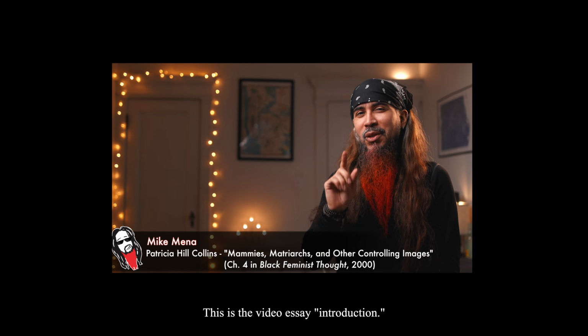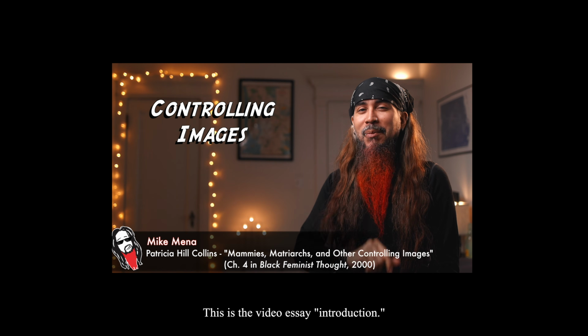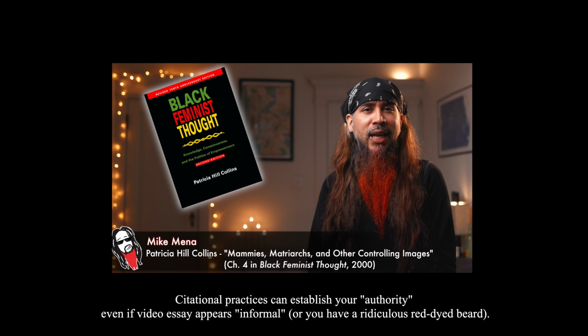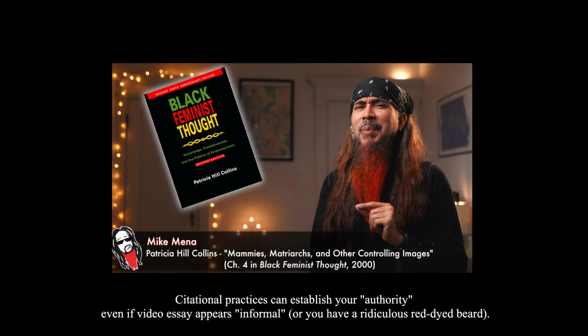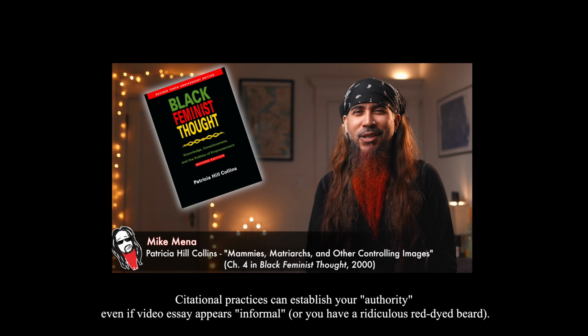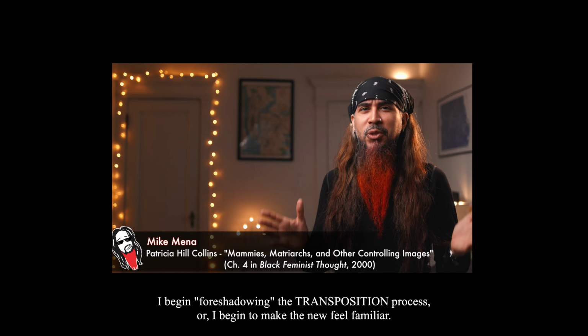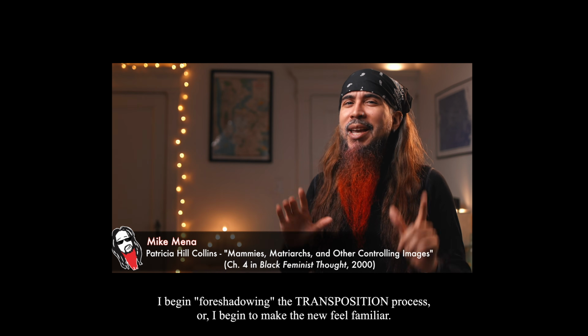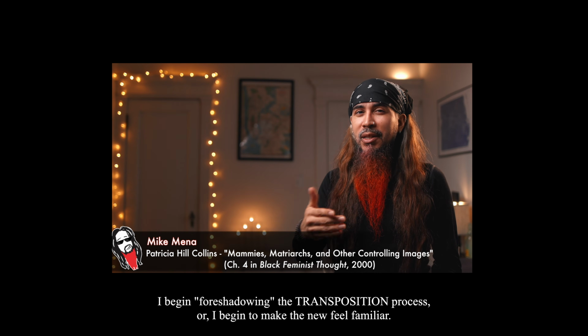Today we'll be talking about controlling images, a concept found in Patricia Hill Collins' book, Black Feminist Thought. Specifically, we're going to be covering chapter 4 titled Mammies, Matriarchs, and Other Controlling Images. So in a way, we're kind of talking about racial stereotypes, but reframing them and approaching them through Collins' notion of controlling images.